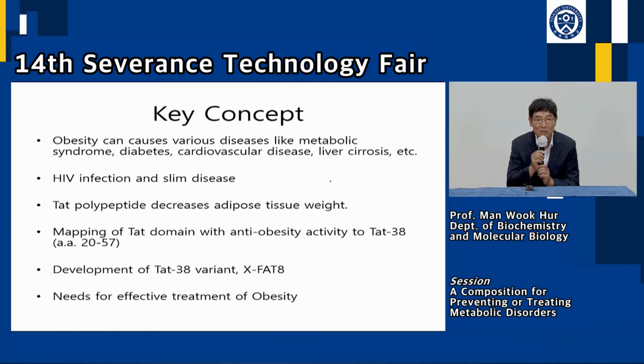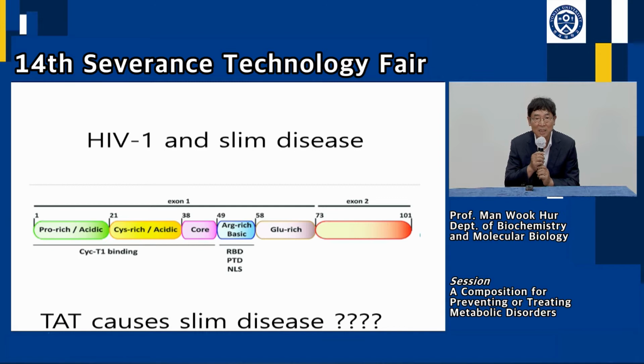Here's how TAT is made up in terms of amino acid sequence. In most studies conducted so far, TAT is comprised of a total of 101 amino acids, starting with the proline-rich domain, followed by cysteine-rich domain, core, arginine-rich basic domain, and glutamine-rich domain, together generating the anti-obesity effect in recombinant TAT protein.